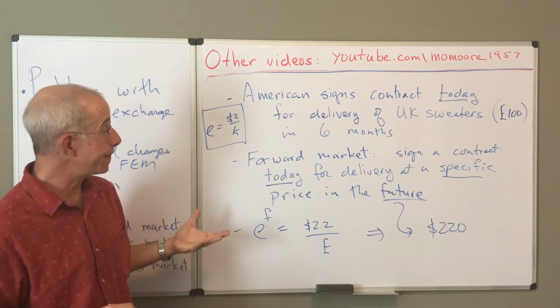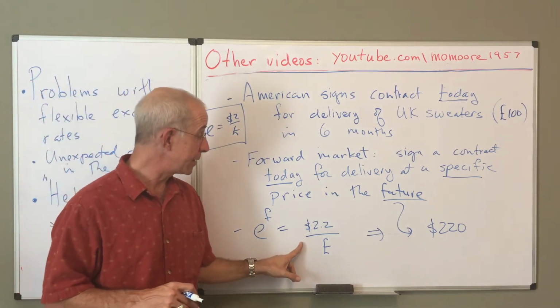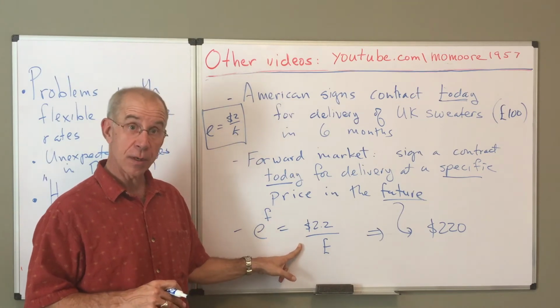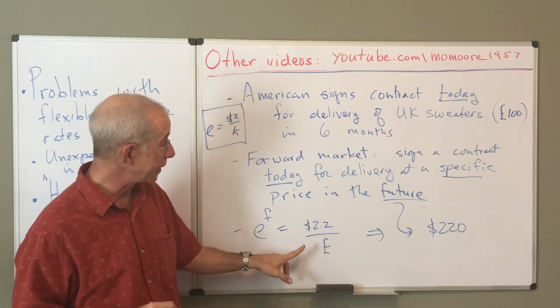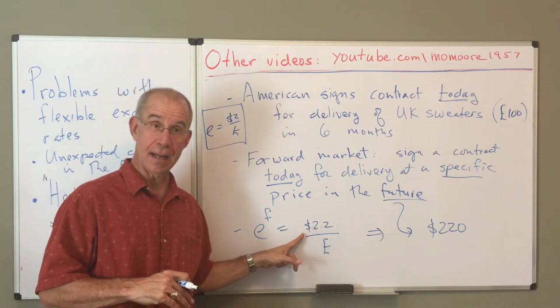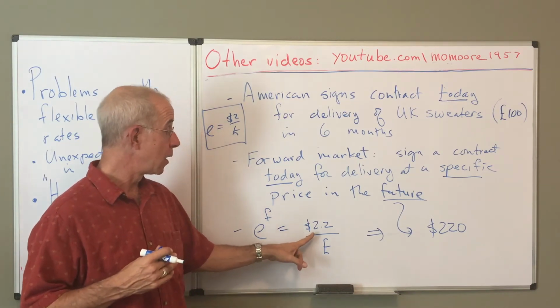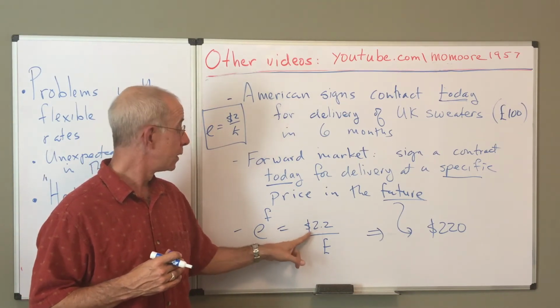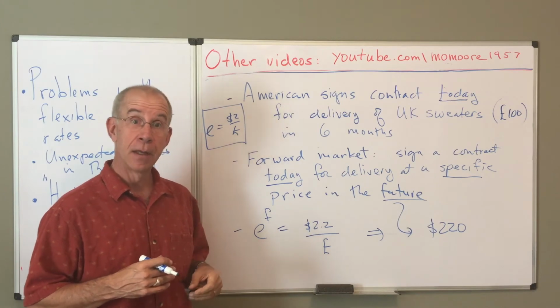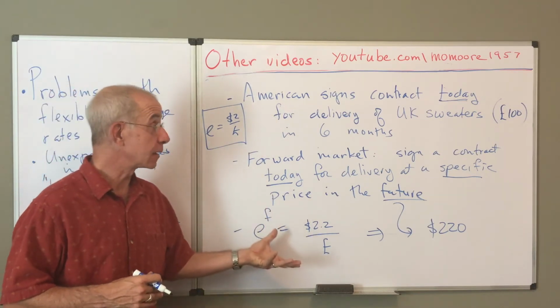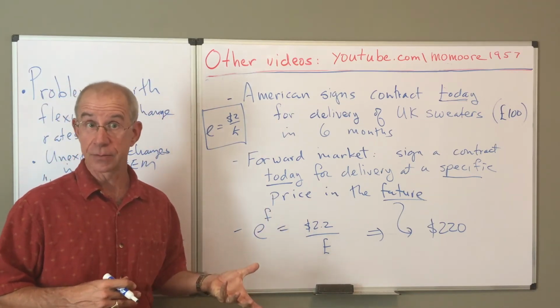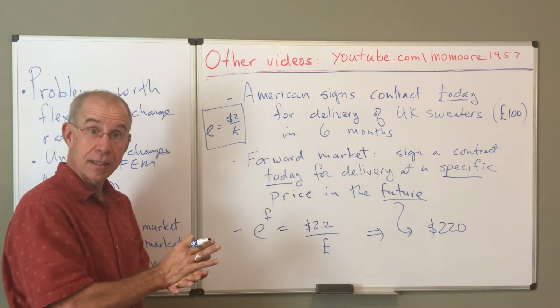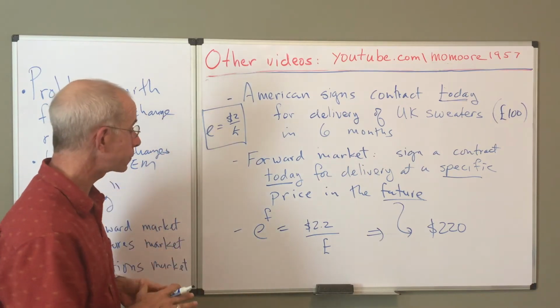So, if the retailer thinks that the exchange rate in the future is going to be worse than, at least from his perspective, worse than $2.20 per pound, then buying the contract may make sense because it's guaranteed that price in the future.